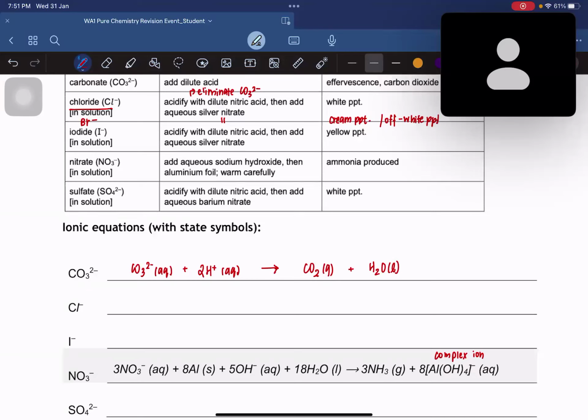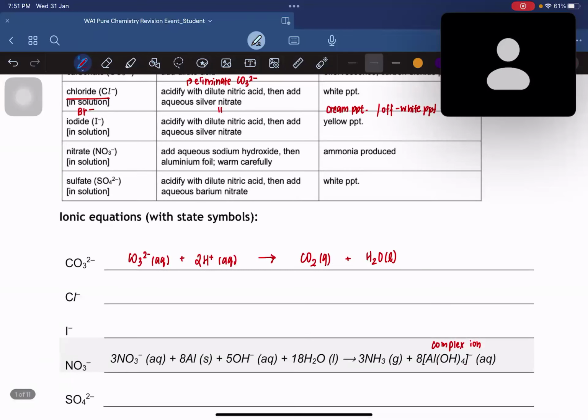Okay, so what would the ionic equation be? First things first, chloride plus silver. Now, think about it. What is the precipitate that you are forming here? AgCl. So this is the precipitate that you're having. Now, ask yourself, what are the ions that form AgCl? Ag+ as well as Cl-. So this would be your ionic equation.